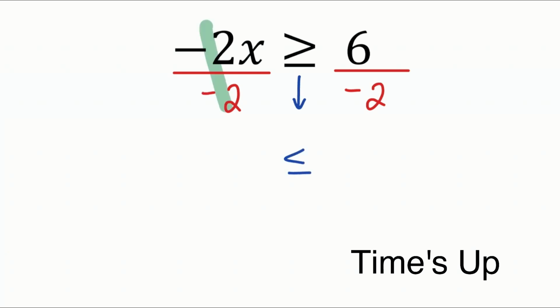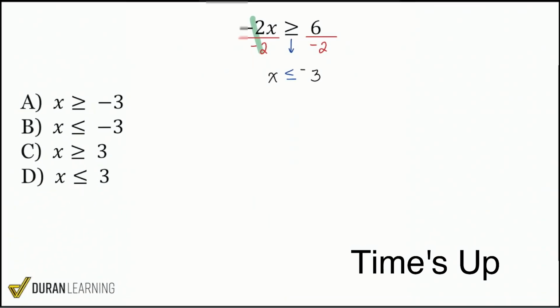We cancel out on the left, so it's going to give us x. And then on the right side, 6 divided by 2, that's going to be 3, but then a positive divided by a negative, that's going to give us a negative. So the correct answer here, my party people, is x is less than or equal to -3. And the correct answer here is B.